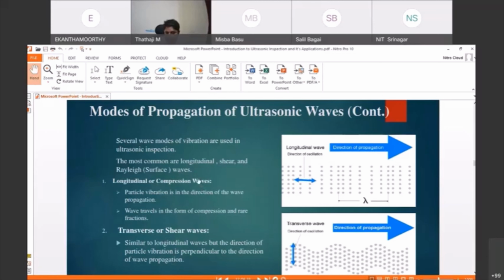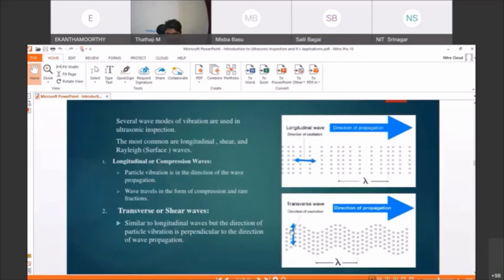These modes have their own advantages. That's the reason we are discussing here how these advantages will benefit real-time applications. We'll see in upcoming slides. Basically, in longitudinal or compression waves, the particle movement, or particle vibration, is always parallel to the direction of the wave propagation. In the case of transverse waves, it is perpendicular.